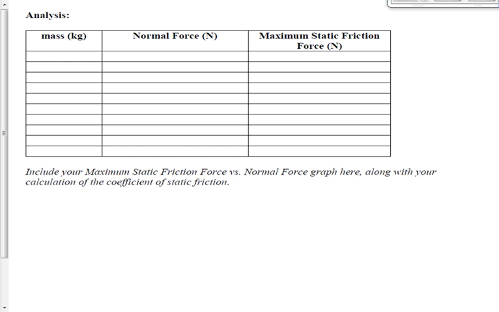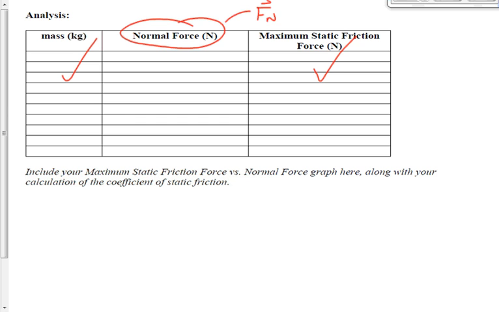Then you're going to fill in an analysis table. The mass in kilograms is just copied over from your data table. So is the maximum static friction force. The normal force, you're going to have to calculate. You can do that by hand, or you can, as you plug numbers into a spreadsheet, have the spreadsheet do it for you. How are you going to do it? Whether it's by spreadsheet or by hand, how are you going to find the normal force?